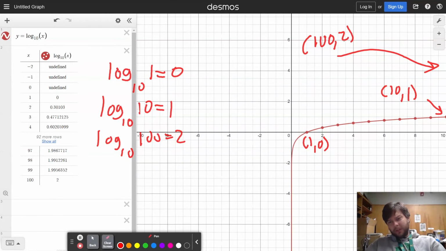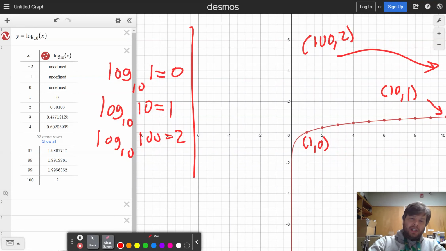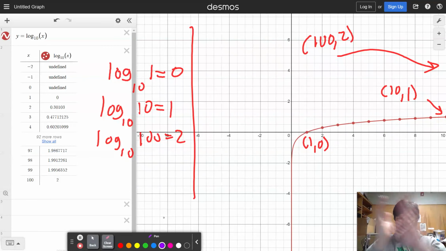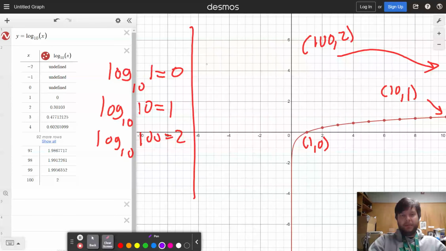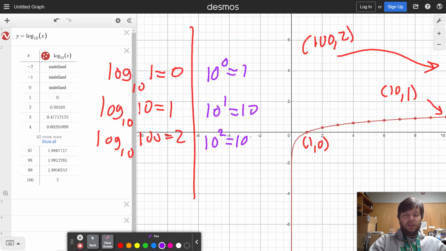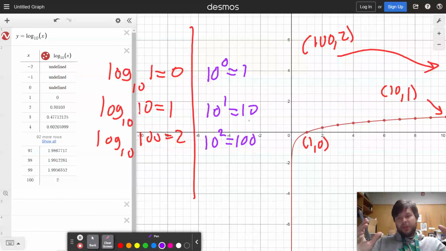Now, why do I have those points on the graph? The reason I have each of those points on the graph is because a logarithm is just a rearranged exponential equation. So take each of those three equations I wrote and switch them around to be an exponential problem. This is the same as stating 10 to the 0 is 1, 10 to the 1 is 10, and 10 to the 2 is 100. The logarithm is nothing to be scared of. It's just an exponential problem where you've switched what x and y are doing.